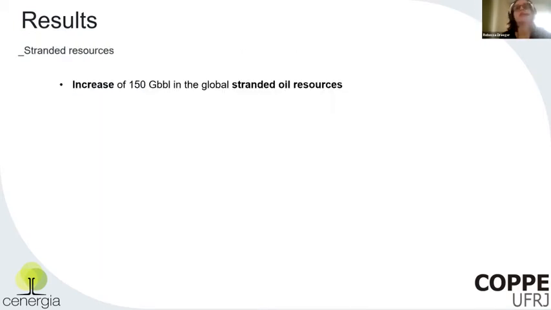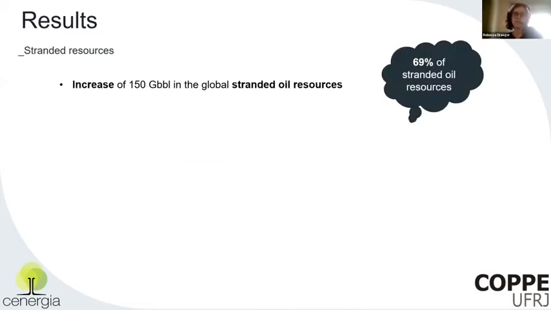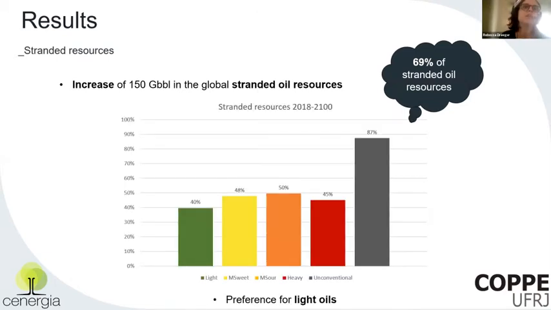And the decrease in oil production leads to an increase of 150 gigabarrels of oil in the global stranded oil resource. It means that 69% of the oil resource must remain in the ground to keep global warming well below 2 degrees. And this behavior is mainly due to the disaggregated oil categories.